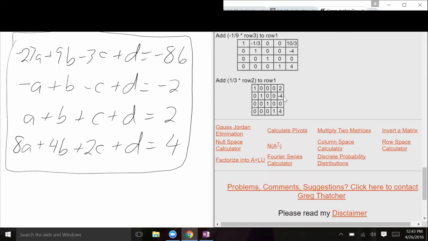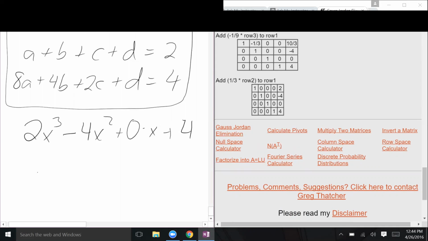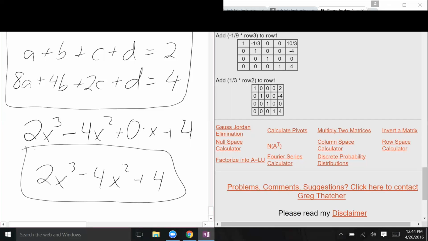So a is 2, b is -4, c is 0, d is 4. So that means the polynomial I want, well, a was supposed to go with the x cubed. So a times x cubed, plus b times x squared, plus c is 0. Let me put it here anyway. c times x plus d. So if you just get rid of that sloppy looking 0, that's the polynomial you want.